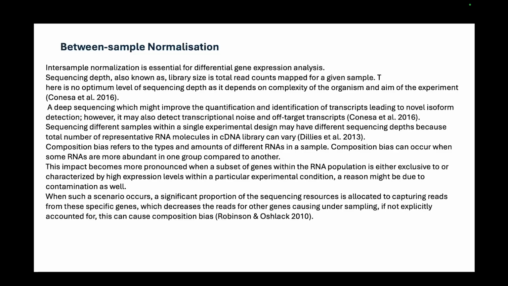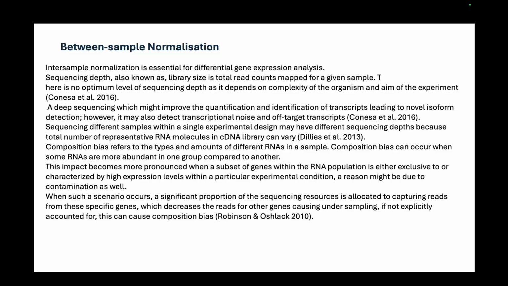For example, say you are comparing a lung tissue RNA sequencing and a liver tissue RNA sequencing. Both of them do not have the exact same amount of transcripts, right? The distribution might also differ because they are two completely different tissues, and different types of genes are expressed in the two tissues. So there you need to keep in mind the composition bias, where you have to account for the types and the amounts of different RNAs in a sample.